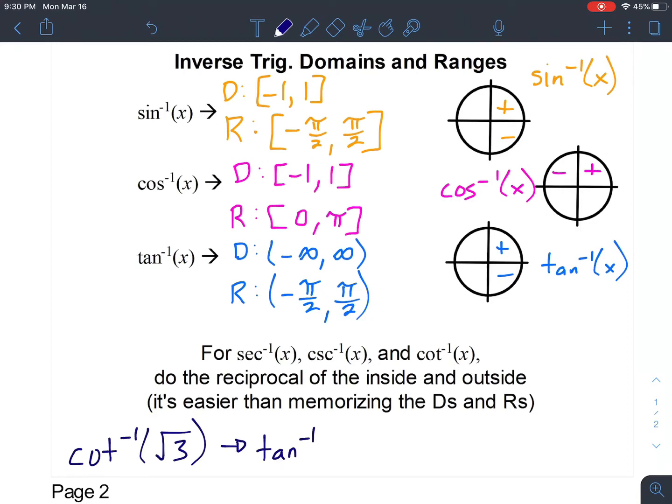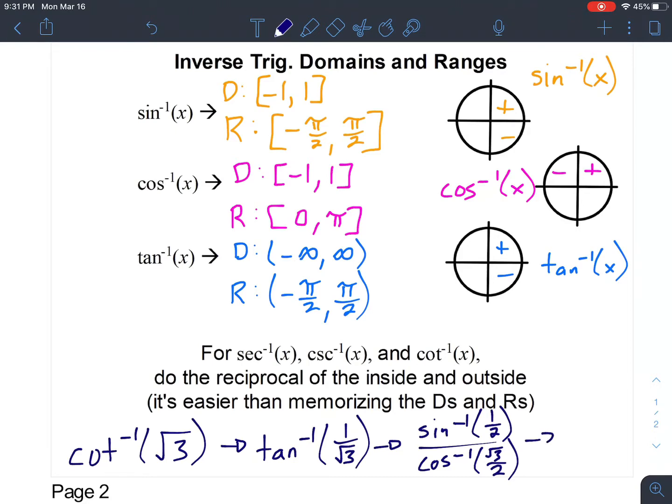Now the rule is if you take the reciprocal of the trig function, you must also take the reciprocal of the inside. So I'm going to rewrite that as arctangent of 1 over the square root of 3. Now since this is tangent, we know that that is going to be sine over cosine. And in fact, I'm going to write it as arcsine over arccosine. And then we need to figure out what values from the unit circle can make 1 over square root of 3. Well, that occurs when sine is 1/2 and when cosine is going to be square root of 3 over 2.